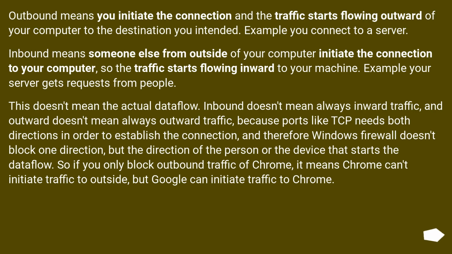This doesn't mean the actual data flow. Inbound doesn't always mean inward traffic, and outbound doesn't always mean outward traffic, because protocols like TCP need both directions in order to establish the connection, and therefore Windows Firewall doesn't block one direction, but the direction of the person or the device that starts the data flow. So if you only block outbound traffic of Chrome, it means Chrome can't initiate traffic to the outside, but Google can initiate traffic to Chrome.